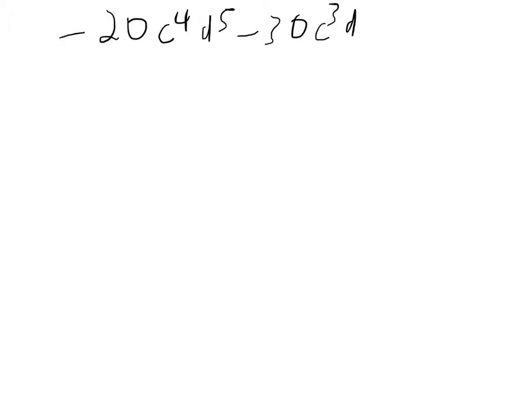Right. So, if we take a look at this one, we'll put in something that's a little bit harder. We got minus 20 c to the 4th power d to the 5th power minus 30 c cubed d squared. Alright, minus 25d squared. Alright, again, excuse my penmanship, should have been a doctor.